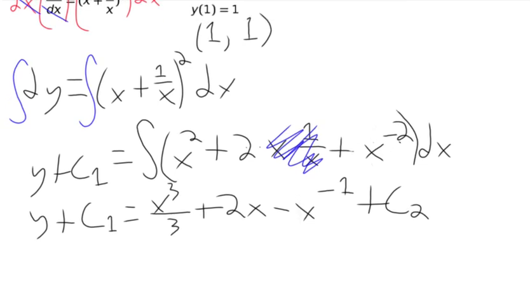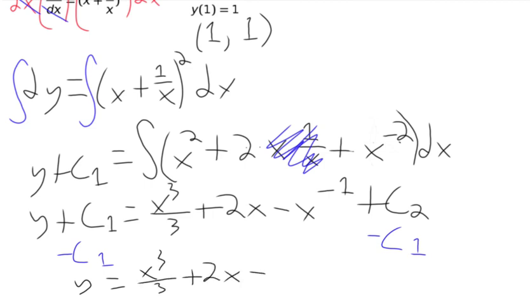Okay, I'm going to put the constants together. I'm going to subtract c1 from both sides. That tells me that y equals x cubed over 3 plus 2x minus x to the negative 1. I can rewrite that as 1 over x. Doesn't really matter. Plus c2 minus c1. Well, if you have a constant and you subtract another constant, you're going to have another constant. So I'm just going to call that new constant c.